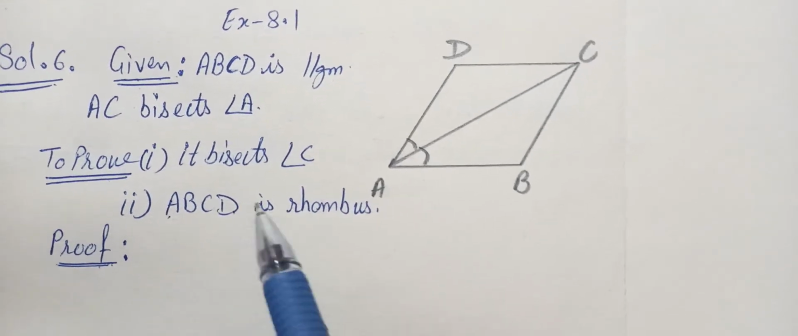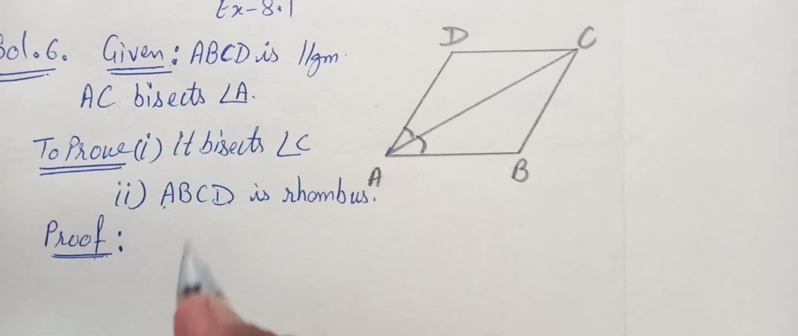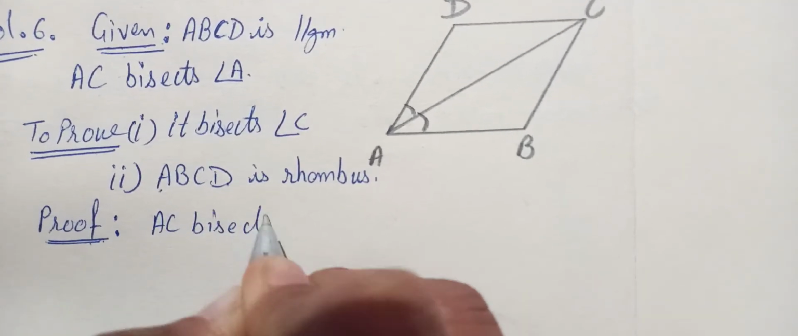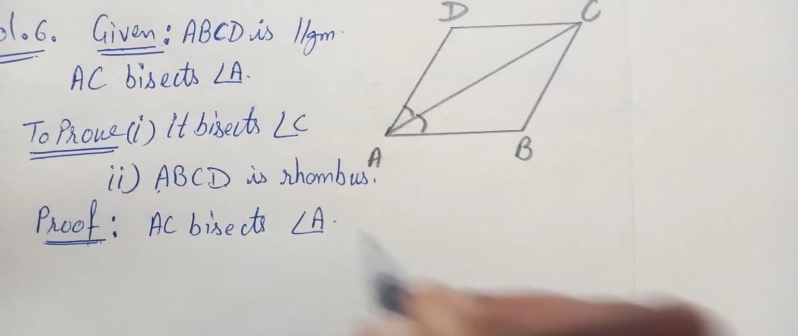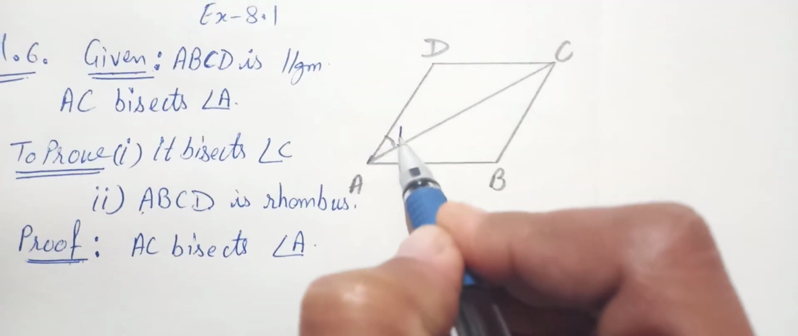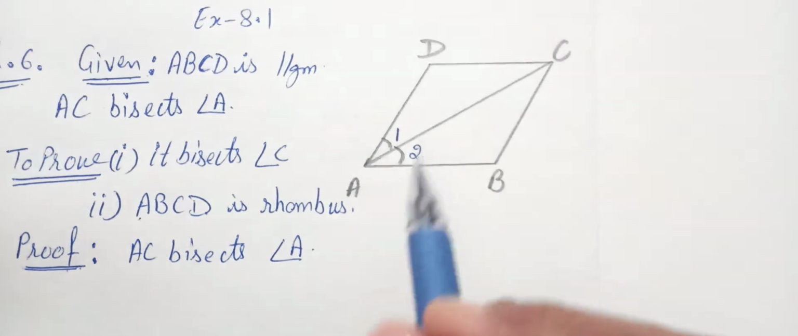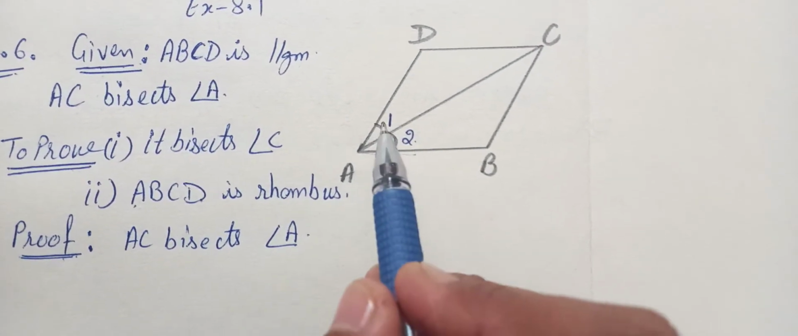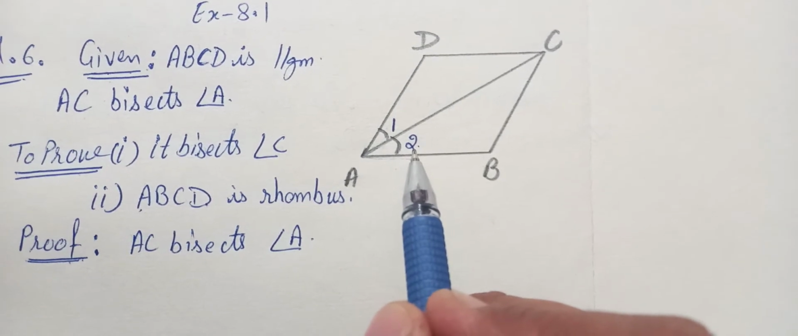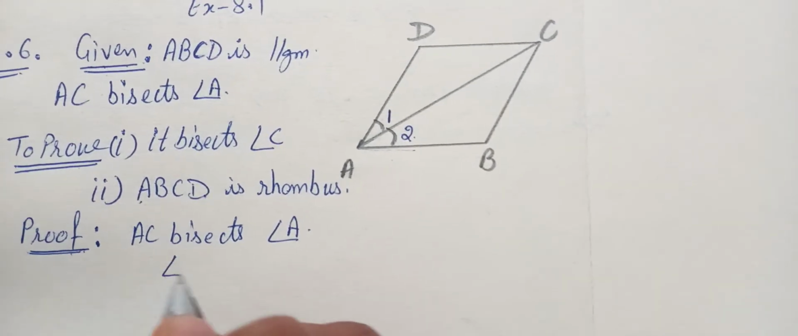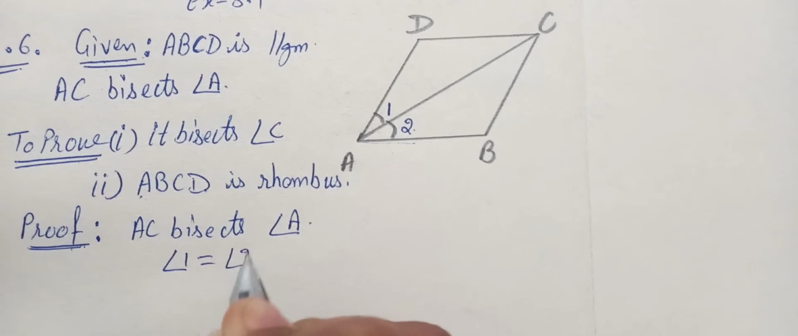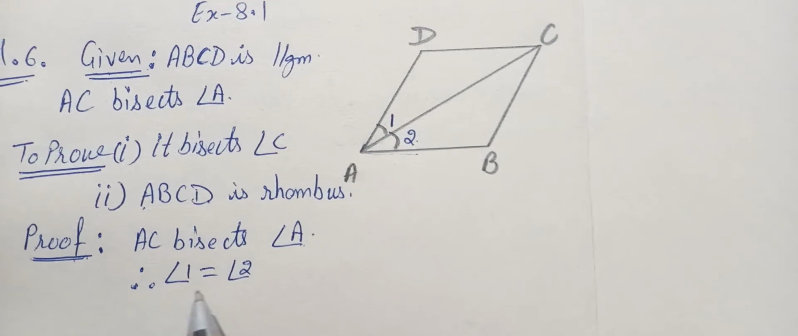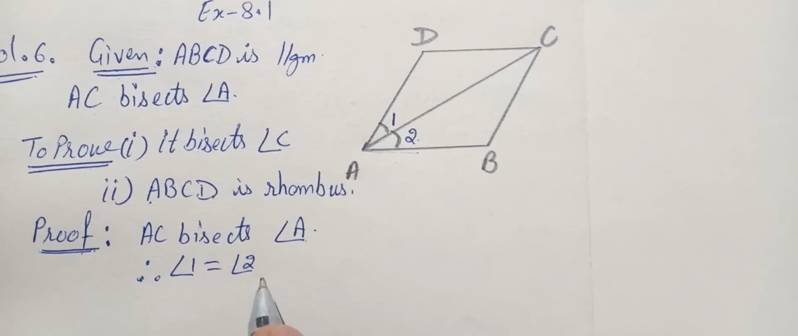Now the thing given to us is AC bisects angle A, so we will use this first. If we name the two angles as 1 and 2, then if AC is bisecting angle A, angle 1 becomes equal to angle 2. We will write here: therefore, AC bisects angle A, therefore angle 1 becomes equal to angle 2.